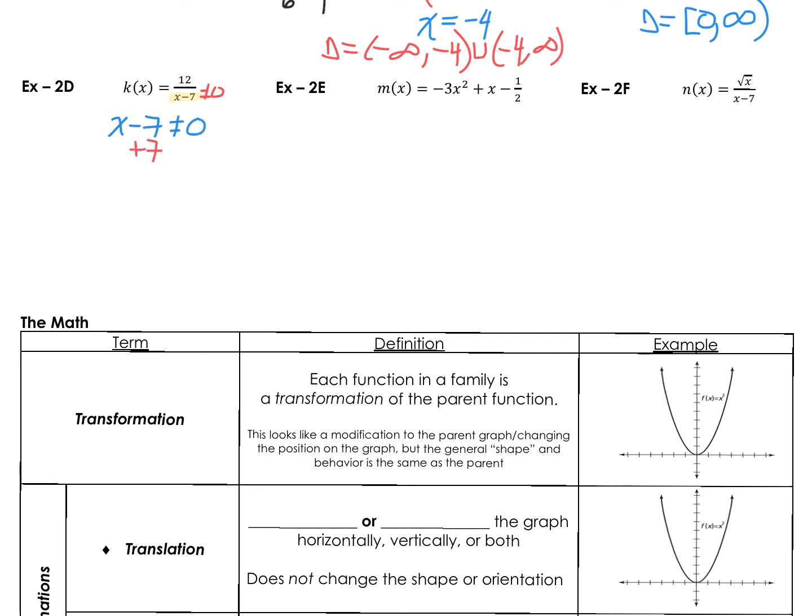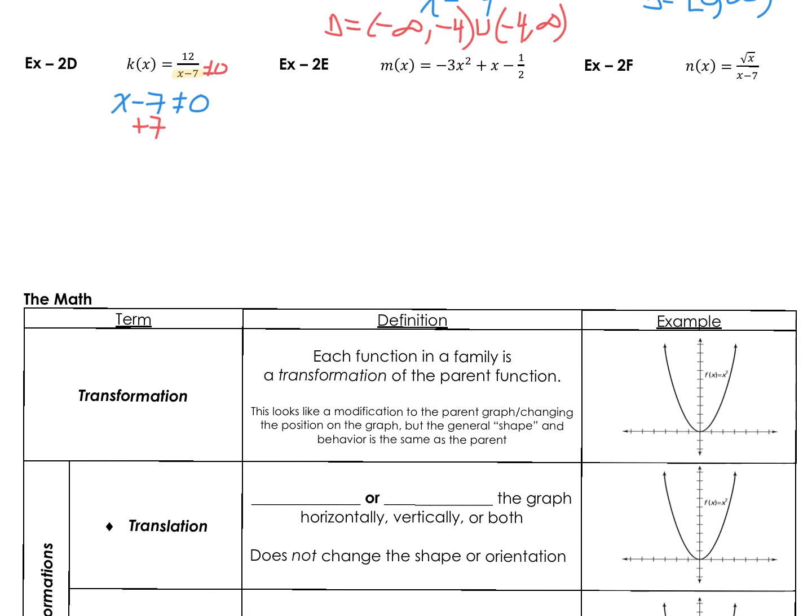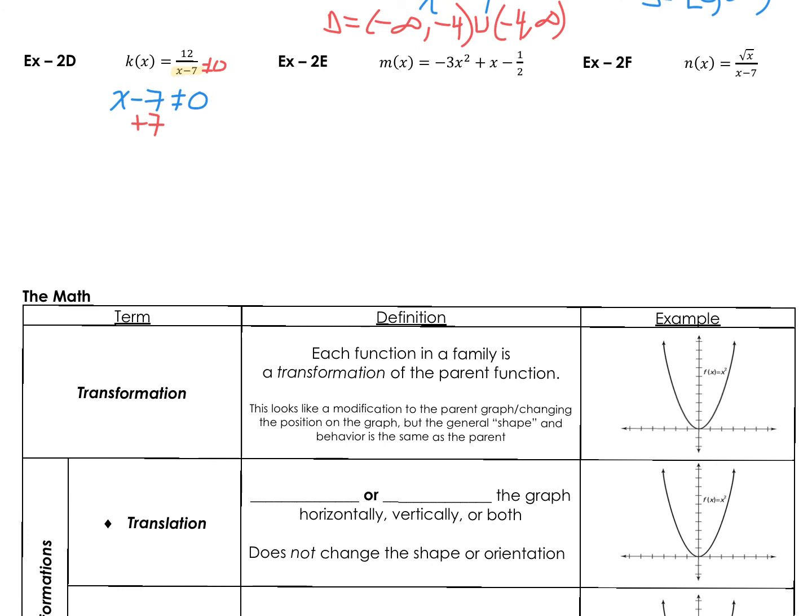So this is just like what was above here, just like 2b. So we're going to add 7 to both sides, and we get x is not equal to 7. So x can be anything but 7.